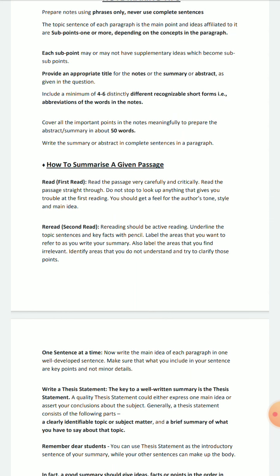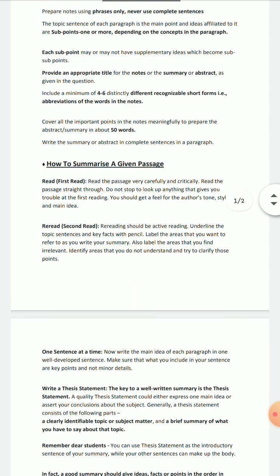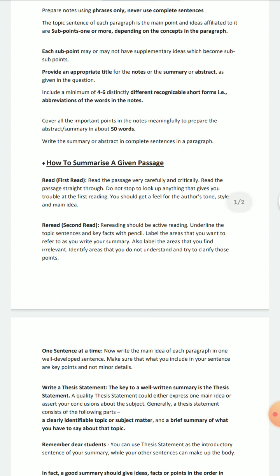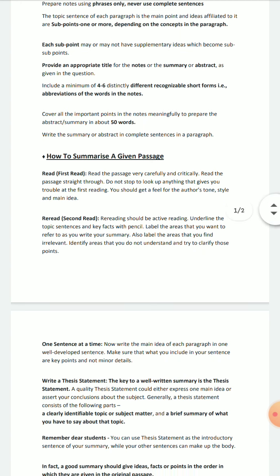Now, the topic sentence of each paragraph is the main point, and the ideas affiliated to it are known as the supporting points or the subpoints. Subpoints may be one, more than one, sometimes more than two also. According to the concept of the paragraph, the number of supporting details or subpoints will be decided. It can be two, it can be more than two. Always remember, it depends on the concept highlighted in the paragraph.